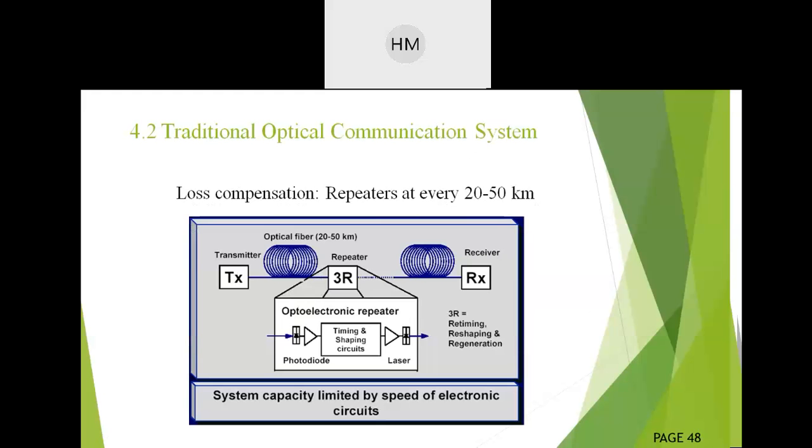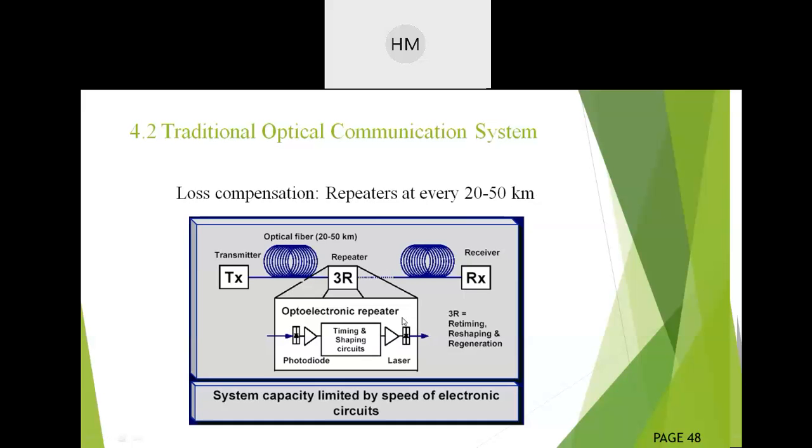So here you can see a traditional optical communication system, with capacity limited by the speed of electronic circuits. Initially we had large component sizes, losses were very high, and transmission speed was very low. So this is the traditional system, and we use repeaters. You can see, to compensate for loss, repeaters are placed every 20 to 50 kilometers.